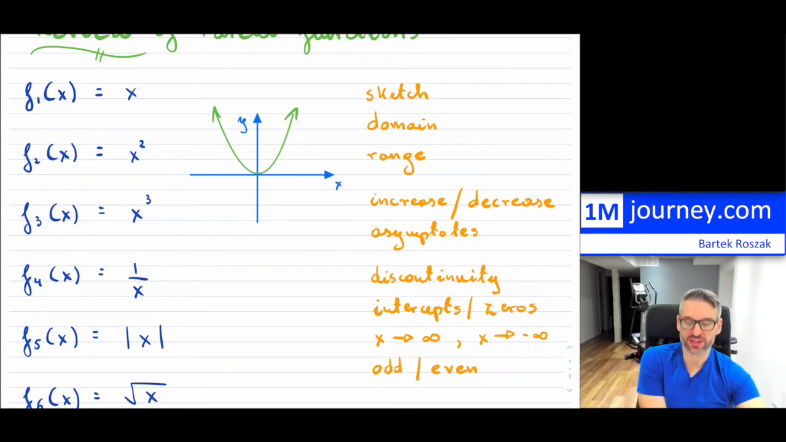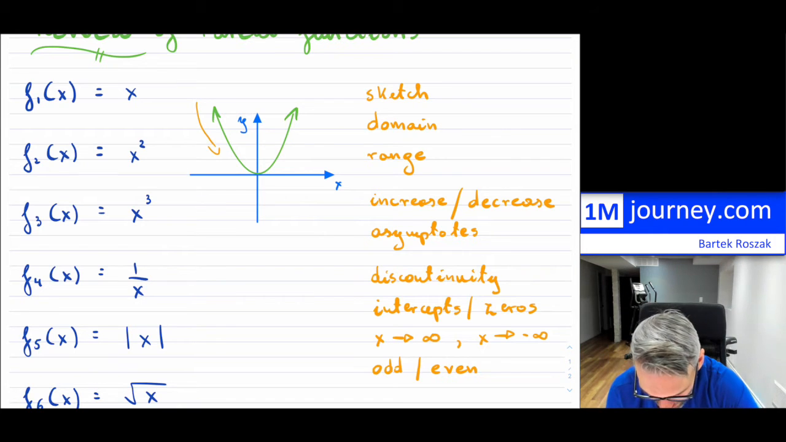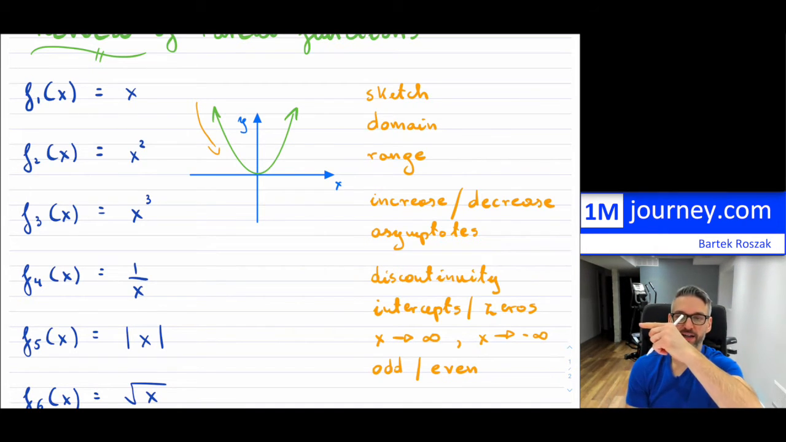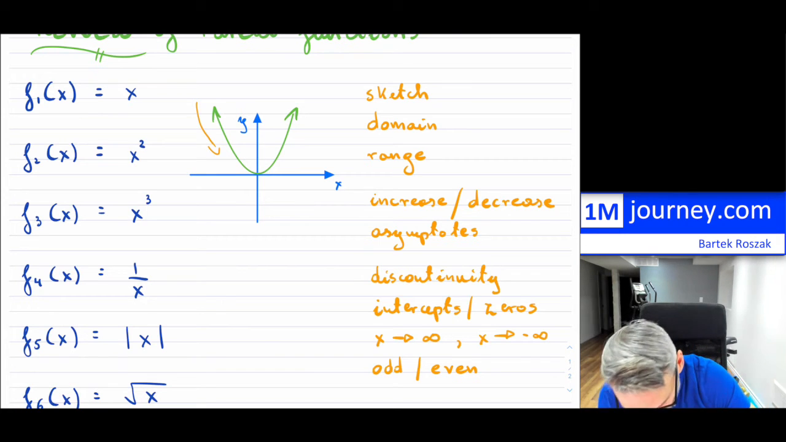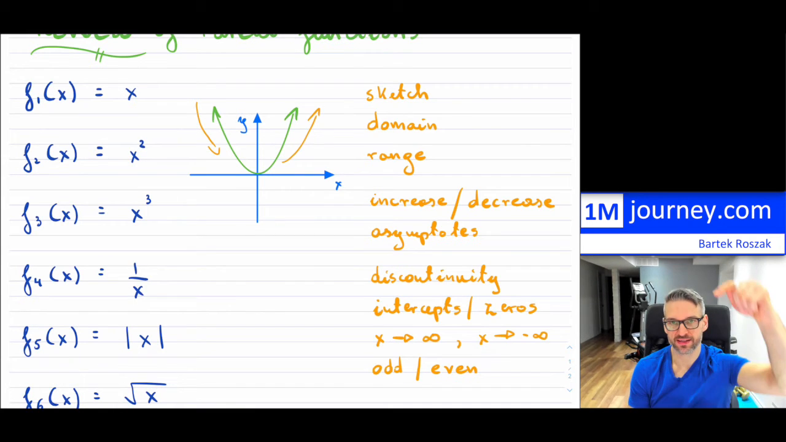Now, is it increasing or decreasing? Here it actually will depend. If we're going in this direction down, it looks like it's decreasing from the negative side to 0. And then from 0, here it looks like it's increasing again. So that's what you have there. And then it's in reverse if you're going in the opposite direction.